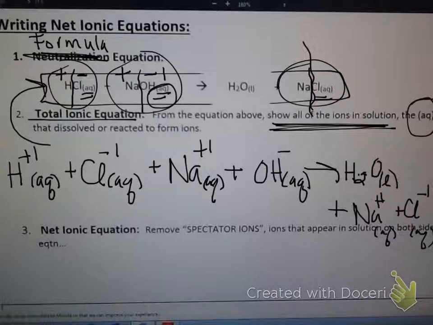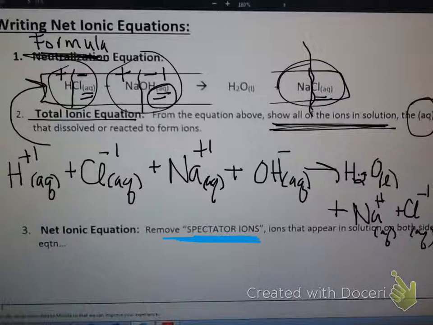Alright, from here, what we're going to do is come up with the net ionic equation. The net ionic equation is done by removing something called the spectator ions. Spectator ions are ions that do not change from the reactant side of the reaction to the product side of the reaction. The ions still floating around in solution in both the reactant and product.